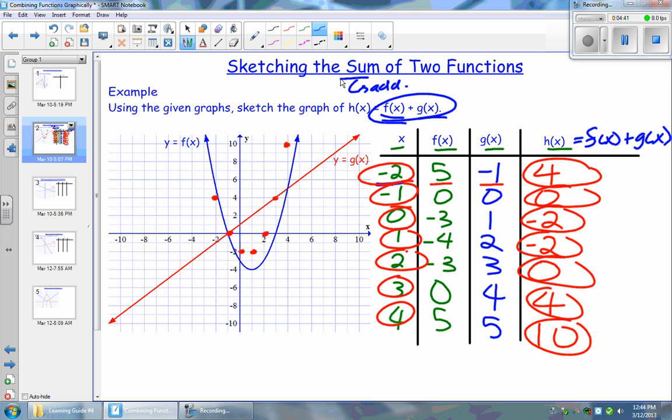If I use a smooth curve, I'm going to get something that looks like this. So, connect my points. That doesn't look too bad. There's your graph, and we'll label it. This is h of x. It looks like a quadratic, but it may not be because you still need more points to actually see that. So that's how you sketch the sum of two given functions.